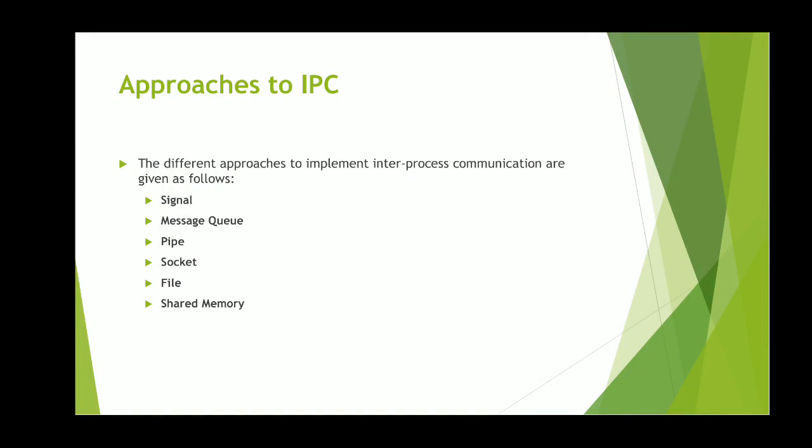There are many approaches for inter-process communication. The first one is signal, then message queue, then pipe, then socket, then file, then shared memory. Some of these methods are one directional. Here the pipe and signal approaches are unidirectional, but socket, file, shared memory, etc. can be used for bidirectional communication. The signal method is used for sending information about some events, and it cannot be used for sending data. In order to send data, we have to use either pipe, socket, file or shared memory. A message queue can also be used for sending a small amount of data.